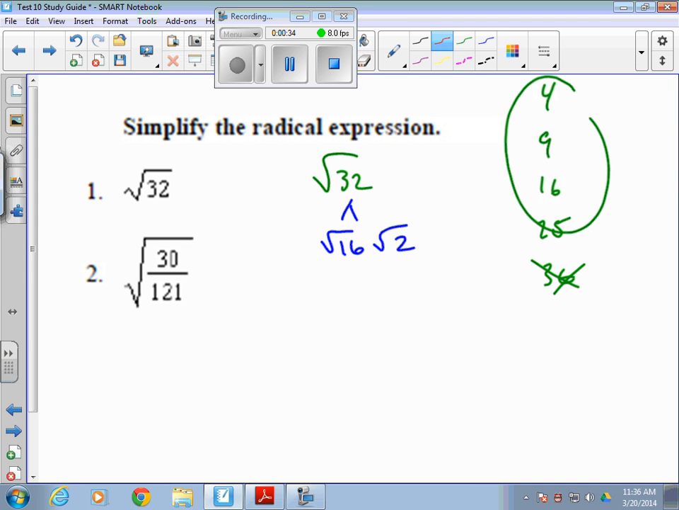And then you could separate what times itself is 16. 4 times the square root of 2 is your simplified version, both positive and negative. 4 square root of 2.